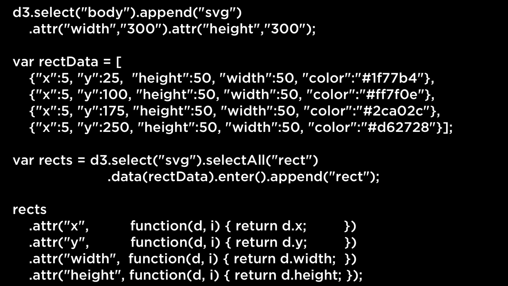Let's create 4 rectangles based on our data. We create the Svg viewport with a height and width. Then we use the D3 pattern to bind data to Svg rectangle elements. Then we use the bound data to define the attributes of the rectangles. For now, we ignore the color.